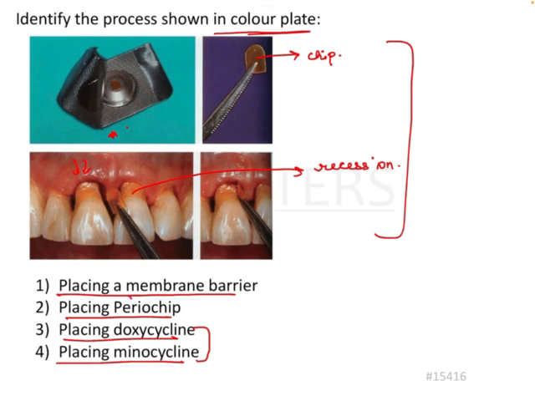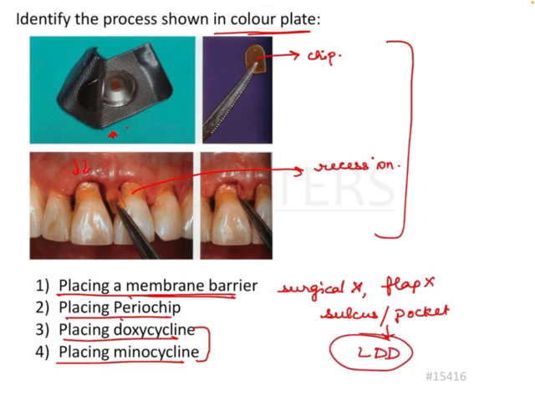Membrane barrier is not an option because here there is no surgical procedure involved. Firstly, there is nothing surgical. There is no flap. Okay, it is through the sulcus epithelium, through the pocket. So it is definitely some kind of LDD or a local drug delivery system. It could be a periochip, it could be doxycycline or minocycline. So how do we rule this out?